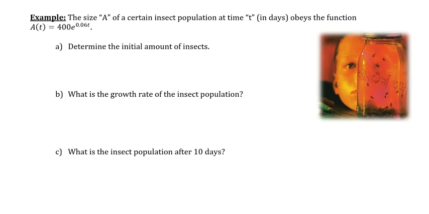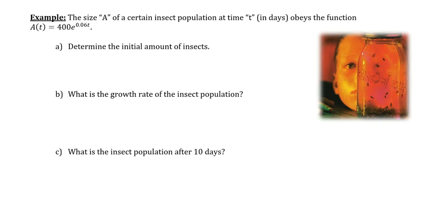Anyway, we have the size A of a certain insect population at time t, where the units for time in this example are days. It obeys the function A of t equals 400 times e to the 0.06t. So that right there is in the format of the exponential law, and we're going to use that function to answer these three different parts.